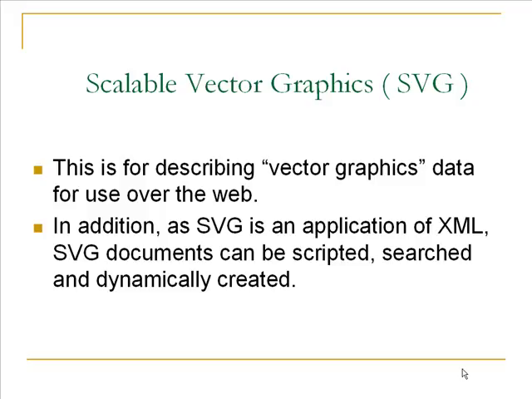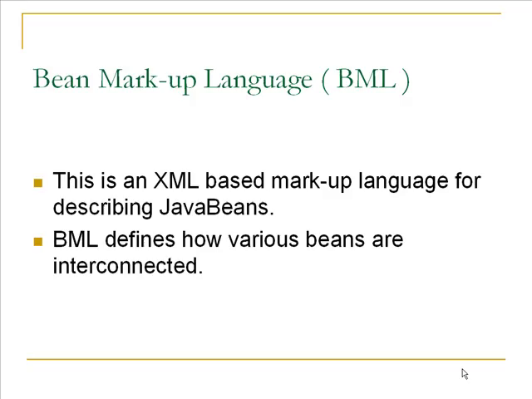Conversely, vector graphics describe graphical information in terms of lines and curves. Not only do images rendered in vector graphics require less bandwidth, but these images also can be easily scaled and printed without producing jagged lines. In addition, because SVG is an application of XML, SVG documents can be scripted, searched, and dynamically created.